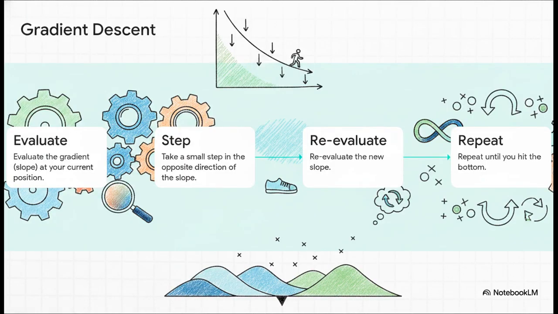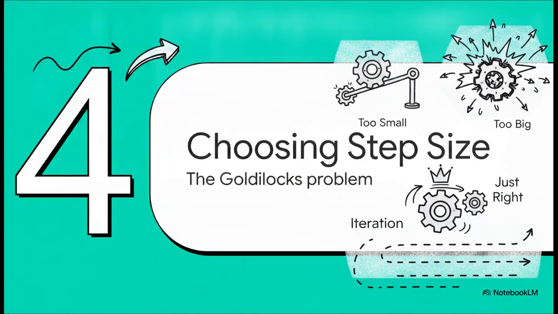The basic loop is actually brilliantly simple. Step 1, evaluate the gradient, the slope, at your current position. Step 2, take a small step in the opposite direction of that slope. Step 3, reevaluate the new slope at your new location. And finally, step 4, just repeat that until you hit the bottom. It is a highly logical, step-by-step process. Feel the slope, take a step downhill, and repeat until the ground totally flattens out. When it's flat, that tells the AI it has finally reached the minimum error. Now for the tricky part.